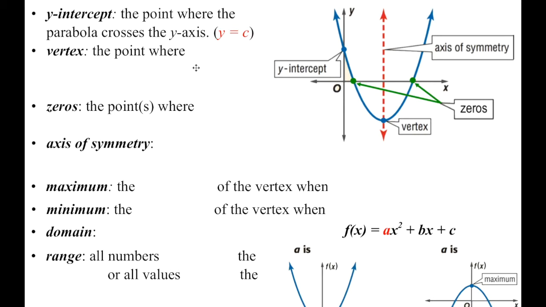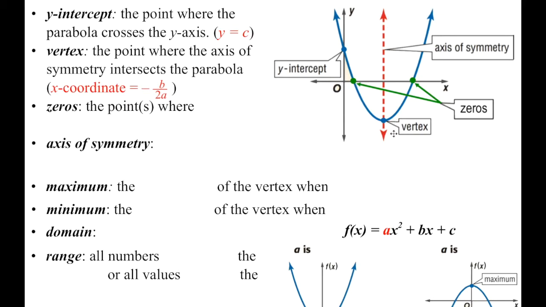The vertex down here in this example is the point where that axis of symmetry intersects the parabola. By definition, that's where the vertex is. It is at that point. The x-coordinate of that point is equal to negative b over 2a. So negative b is the coefficient in front of the linear term, and then double the coefficient in front of your quadratic term. That's how you find the x-coordinate. So that's a formula that you will need to remember, okay, for finding the x-coordinate.